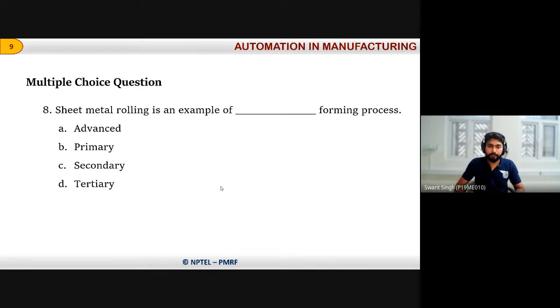Question number 8 is on the screen. Sheet metal rolling is an example of which type of forming process? Is it an advanced forming process, primary, secondary, or tertiary? Okay, Prince Kumar is saying A. Then one answer is B. Anyone else want to answer this question?